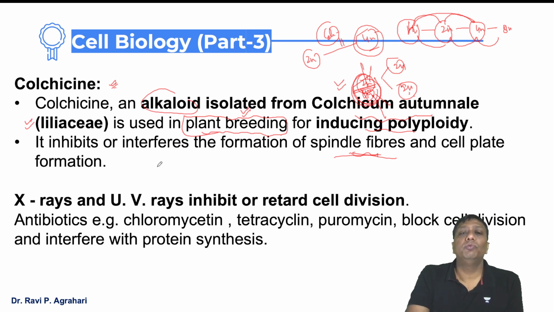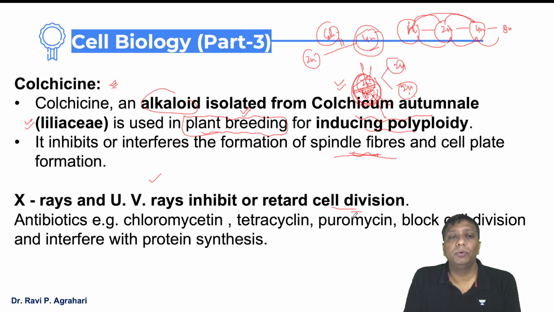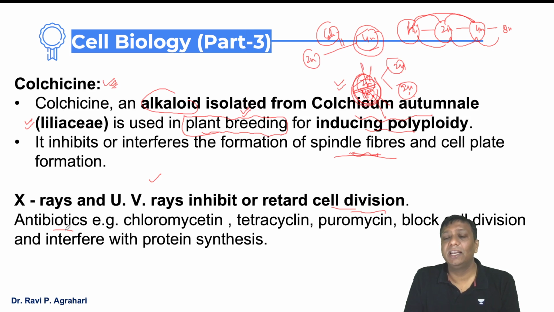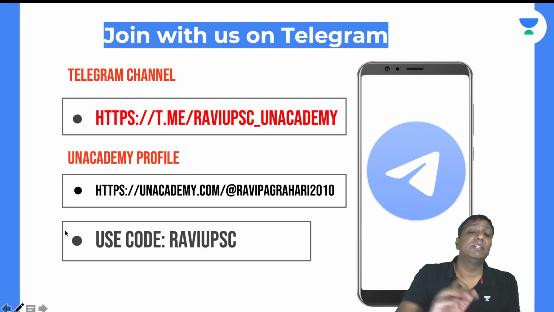Okay, see, X-rays and UV rays inhibit or retard the growth of cell division. If scientists want to reduce the growth of any particular sites of plants, X-rays and UV rays can be used to retard the growth. Unlike colchicine, which multiplies the growth of organisms, here the cell divisions can stop. In this case, some antibiotics you can use are chloromycetin, tetracycline and puromycin. They block cell division and interfere with protein synthesis. So this was the entire discussion.